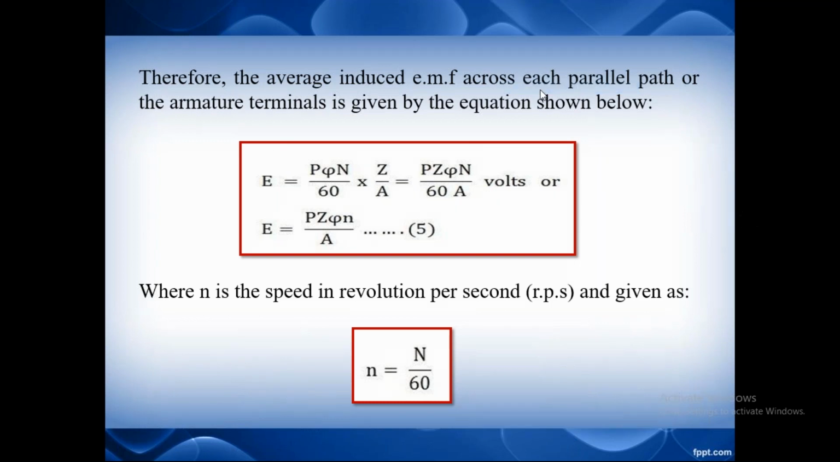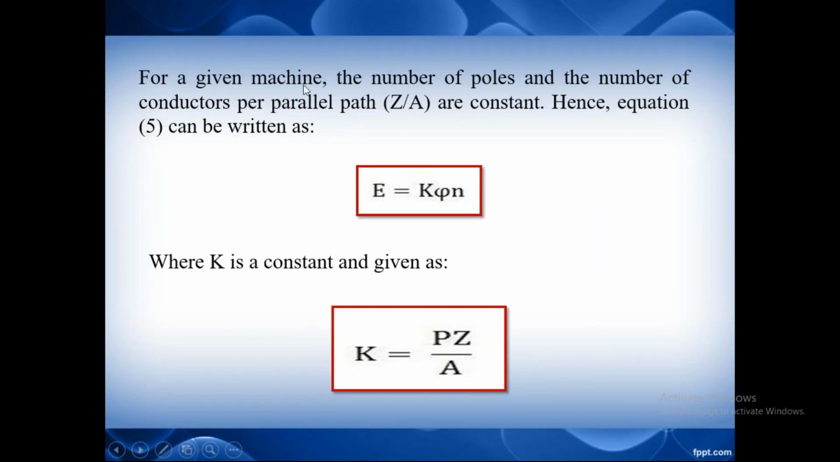Now we see what effects we are considering in the induced EMF. For a given machine, the number of poles, the number of conductors and the parallel paths are constant, because for any machine the poles and parallel paths remain constant. The only variables are speed, because speed is based on the requirement.